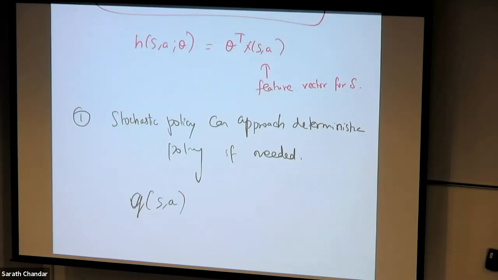Yeah? So why is it difficult with value-based methods? Why don't you just pick the action which has the highest Q value? That's your deterministic policy. Yes, you can do that. It's an approximation.